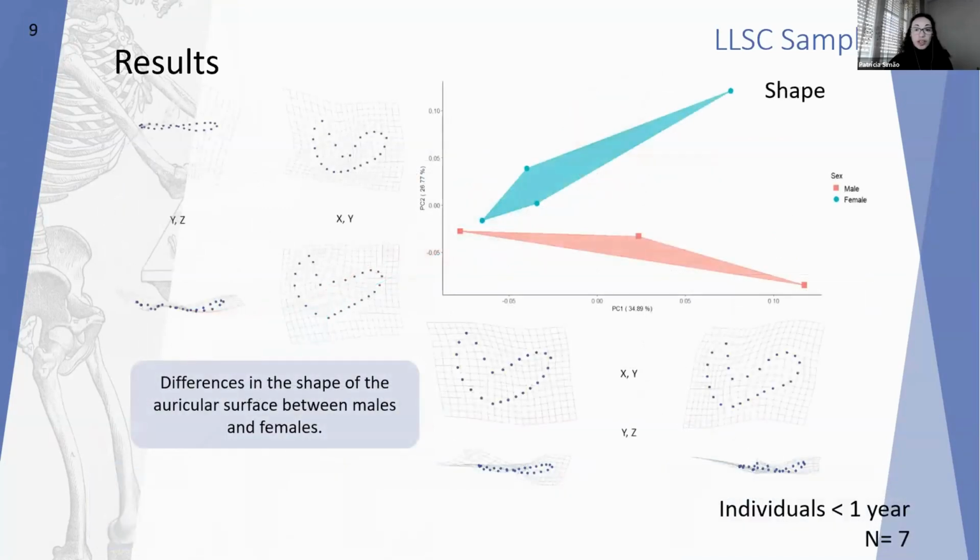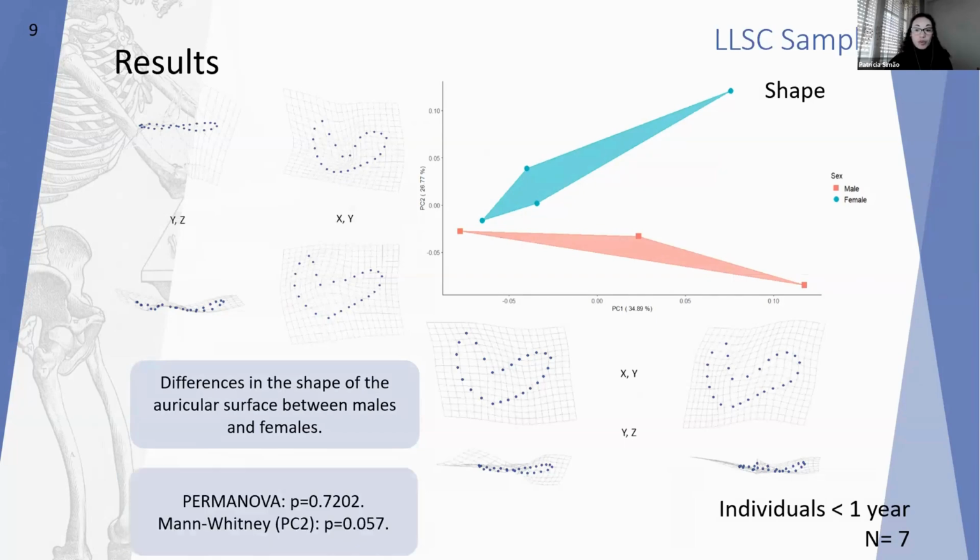Regarding shape, independent analyses were conducted for each age group, revealing differences between males and females only in individuals under 1 year of age. The PERMANOVA performed on the PC scores that explain around 95% of the total variance showed no statistically significant differences. However, visualization of PC1 and PC2 revealed sex-based differences in PC2, despite not being statistically significant.